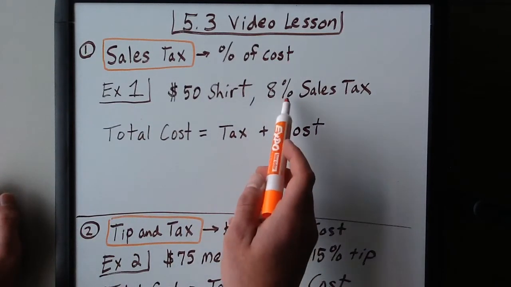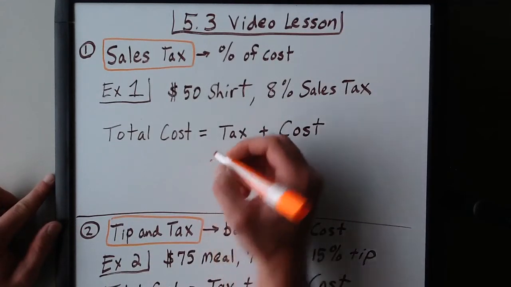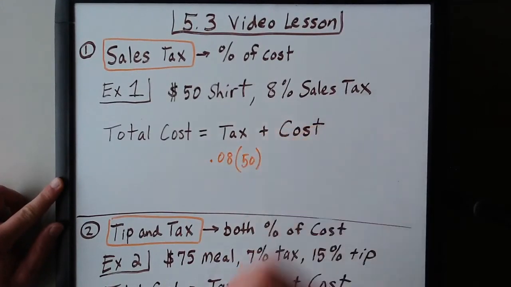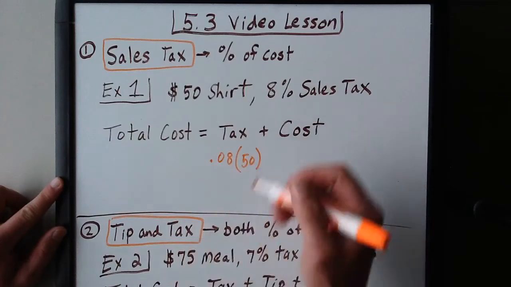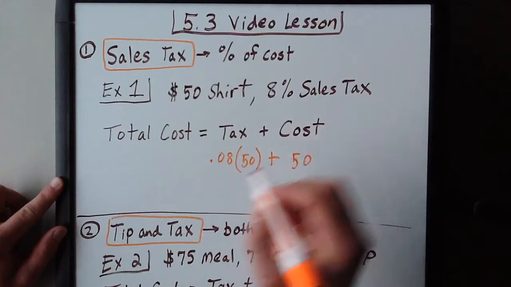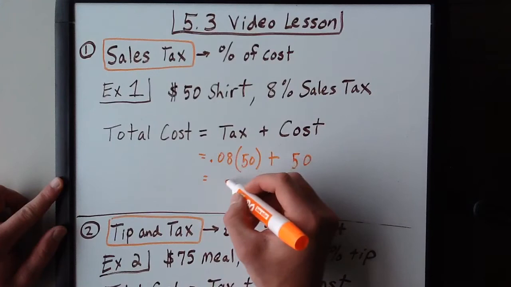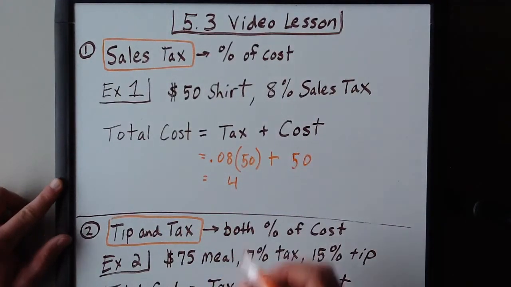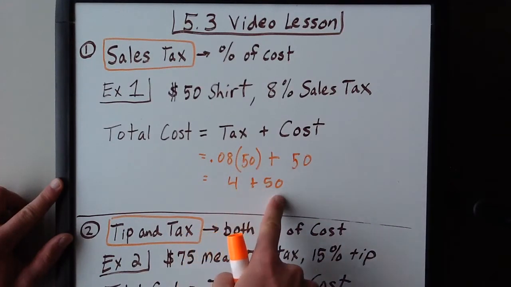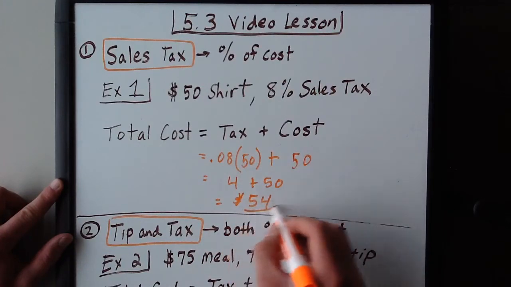The tax is 8% of the cost, 8% of 50. So I need to write 8% in decimal form, so 0.08, 8% of, which means times, 8% of the cost plus the cost of the shirt, which is 50. This is going to give me the total cost. All right, so if I take 8% of 50, I will get $4. So I'm paying $4 in tax plus the cost of the shirt. So tax is 4, the shirt's 50, so my total cost is going to be $54.